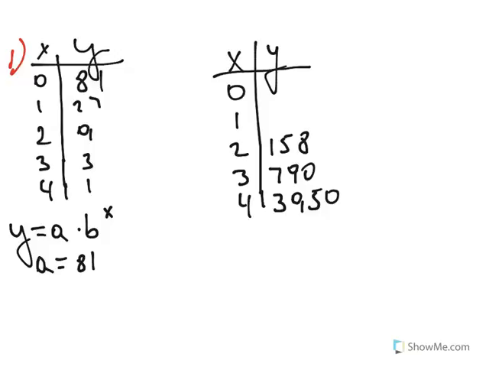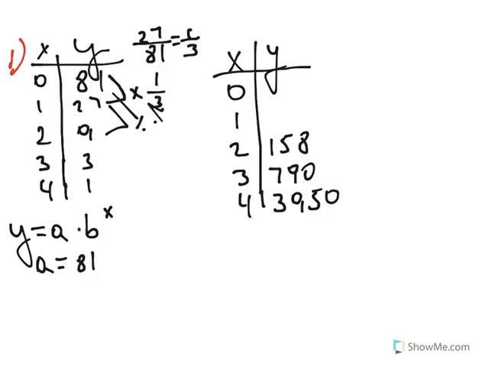To find b, we have to take the second term and divide by the first term. So if I take 27 divided by 81, you can see 27 divided by 81. If I divide by 3 up and down, it's going to be 1 over 3. So to go from 81 to 27, I have to multiply by 1 over 3. To go from 27 to 9, I follow the same strategy. 9 divided by 27 is 1 over 3. So I have to multiply by 1 over 3.